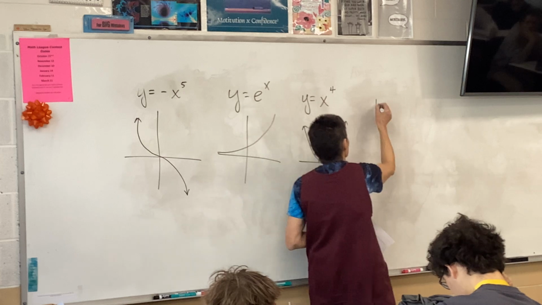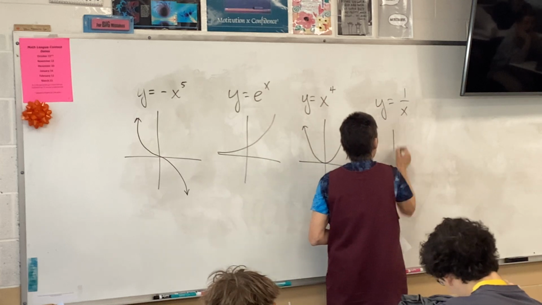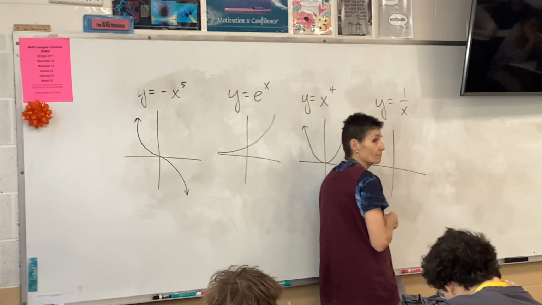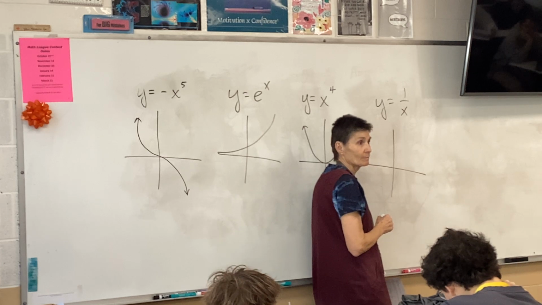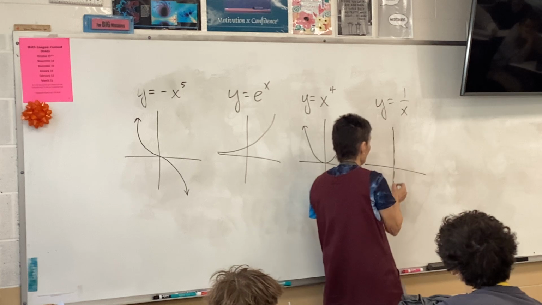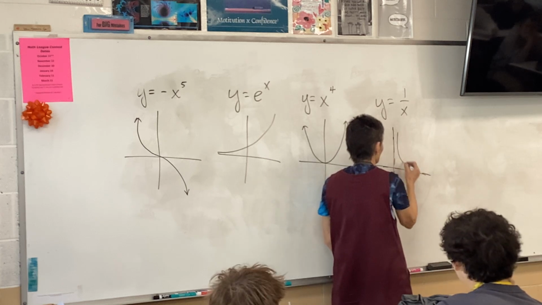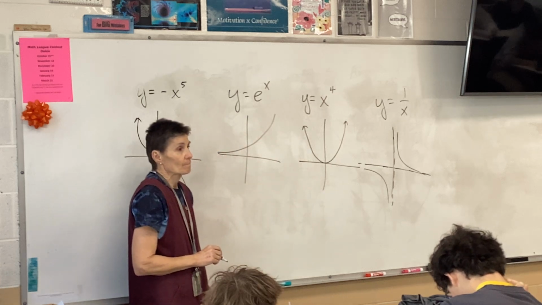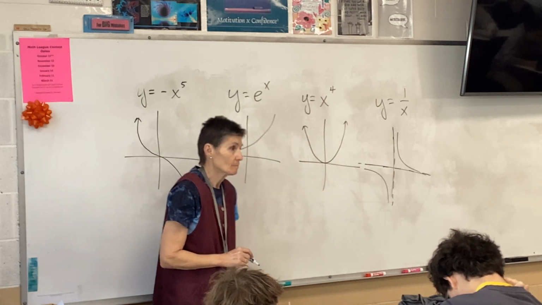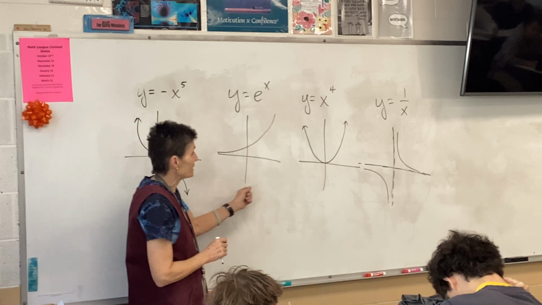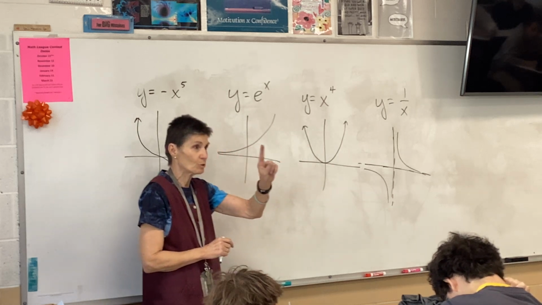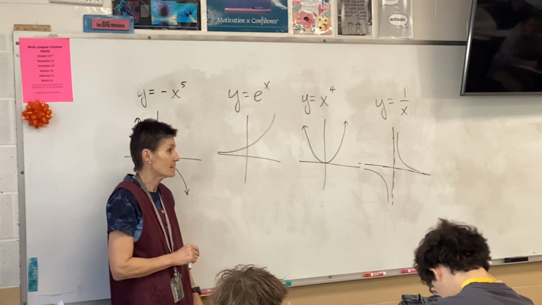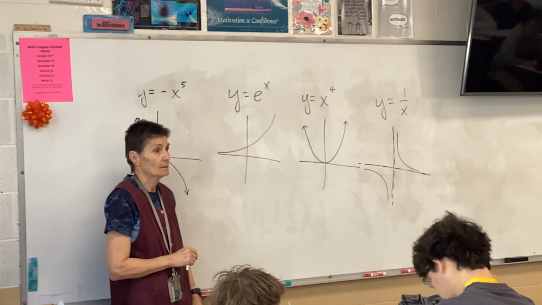And what does y equals 1 over x look like? That is your reciprocal function. Looks like this. Now, every single one of these is a function. Would you agree with that? Because it passes the vertical line test.